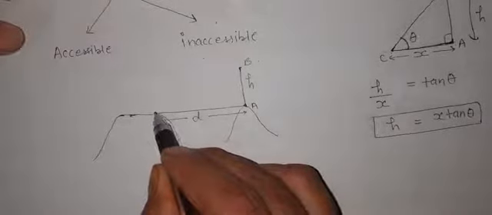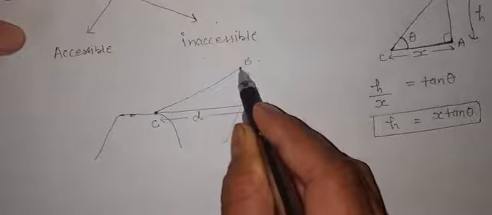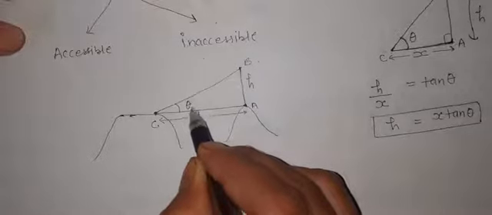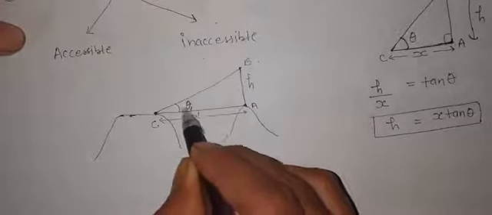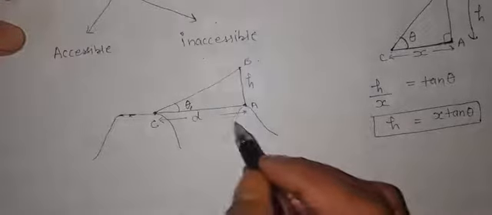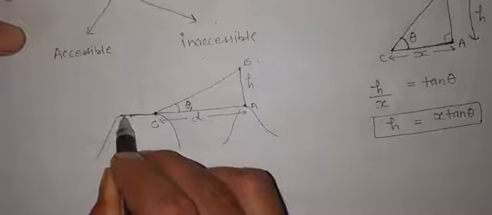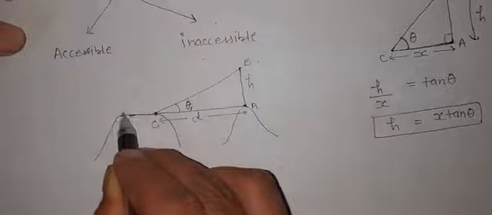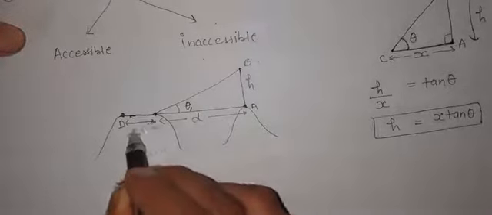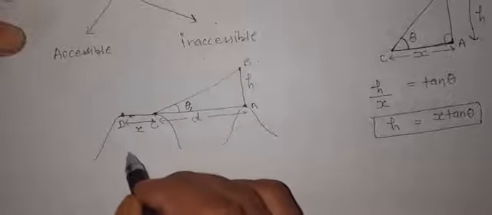Now with the help of this instrument I have measured this angle, and let this angle be theta 1. Let us suppose this angle, which is formed with the top and this position, is theta 1. Now I start to move in the backward direction. A known distance I will move backward. Let us say we moved a known distance x backward, so this is x distance I have moved from C to D.